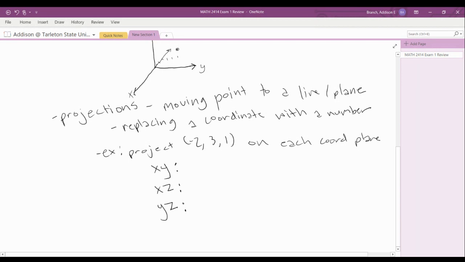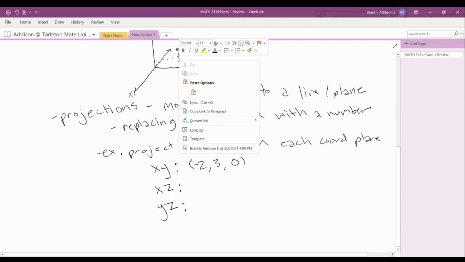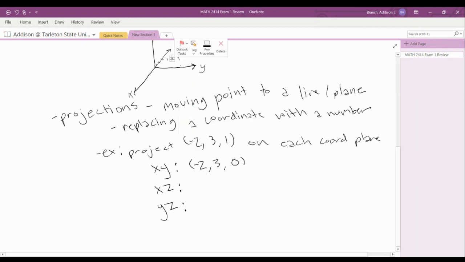So therefore, we're going to keep our x and y coordinates the same. We keep our -2 and our -3, but we replace that z with a 0. If we think about it back up here on this graph, we're essentially moving that point back down onto our xy plane. We're going to move it right here.